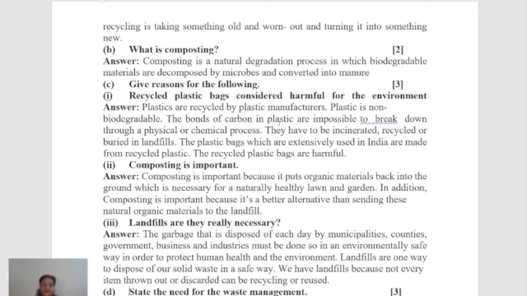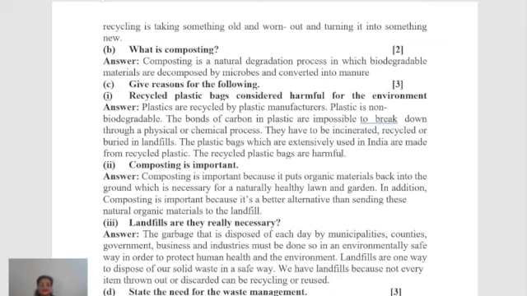So the bonds of carbon, as you can see here, the bonds of carbon in plastic are impossible to break down through a physical or chemical process. So they have to be incinerated, right? Incinerators are there where it is incinerated, recycled, or buried in landfills. This is how it is disposed of.